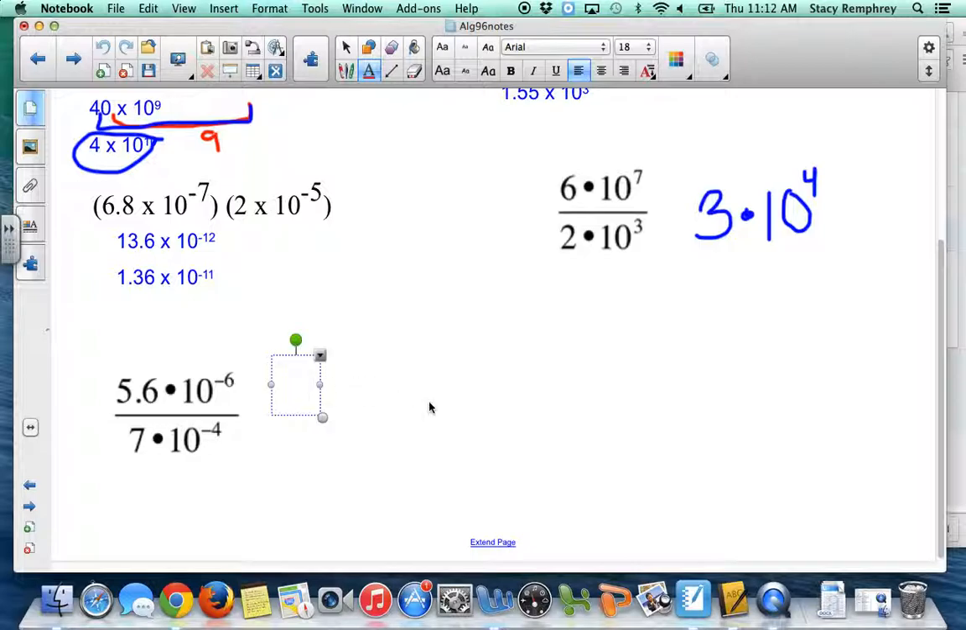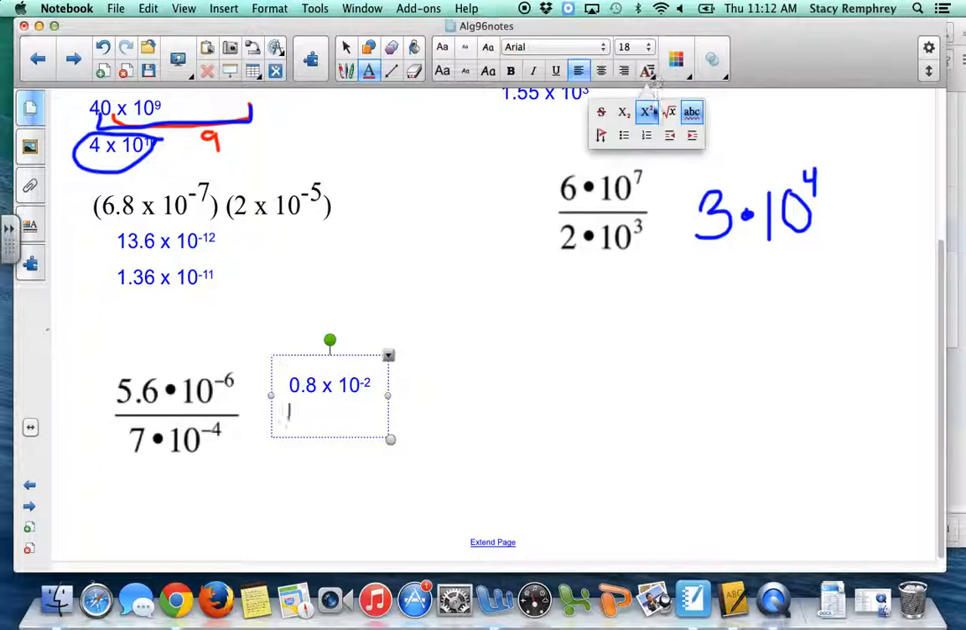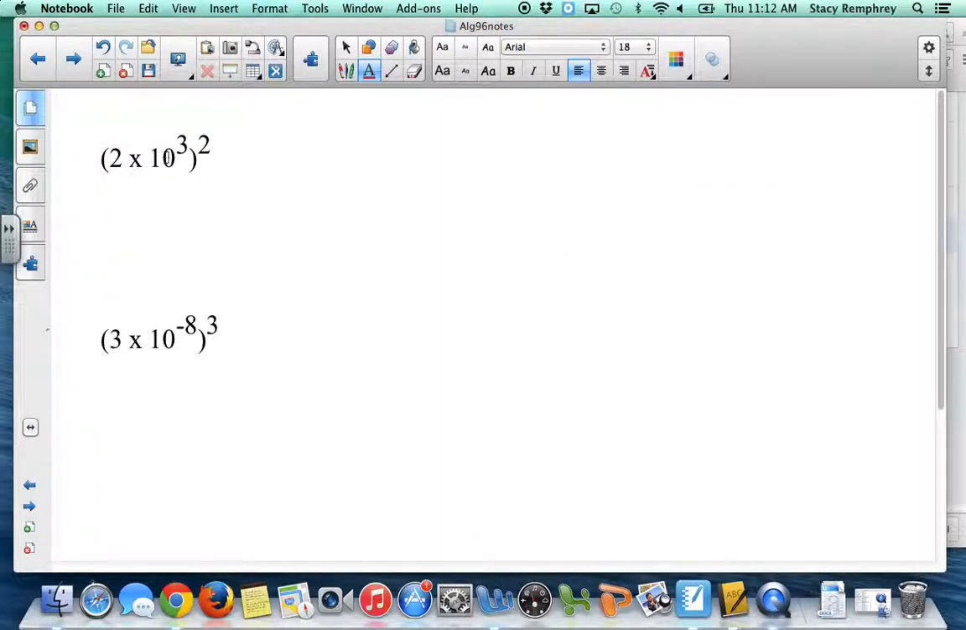And down here for the last one, I'm going to divide the 5.6 by the 7. That's 0.8. I'm going to subtract the exponent. So negative 6 minus a negative 4 is a negative 2. And then here I'm going to have 8 times 10 to the negative 3. So that's my final answer. And again, if you're confused with this last part of how I'm converting it to scientific notation, just ask me and I'll be happy to show you.